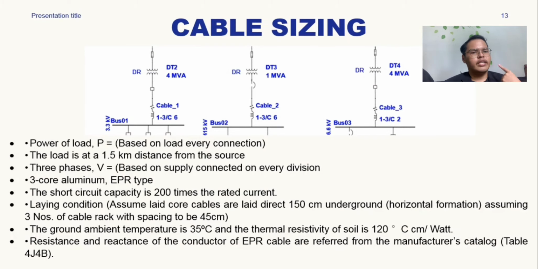Transformer 2, transformer 3, and transformer 4, which are on every division. After that, we must analyze the assumption of the cable condition. We should use the APR type, with a 1.5 kilometer distance. We use it to analyze K1 until K4, and we also assume the short circuit capacity is 200 times the rated current.